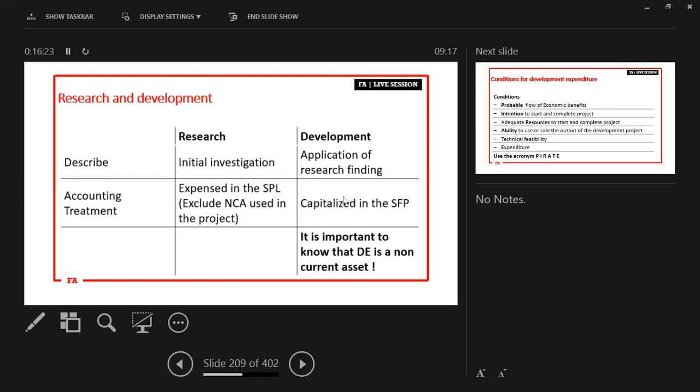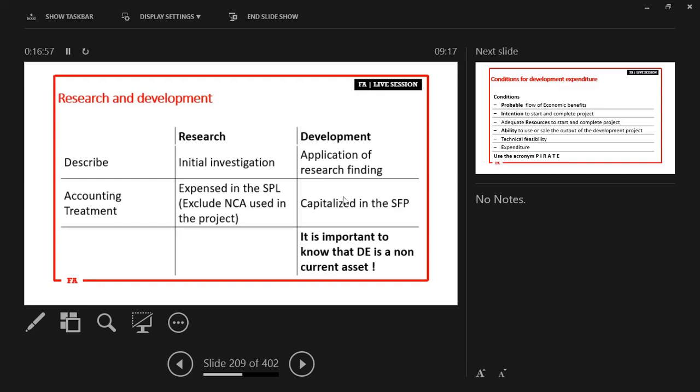Why do we bring in this discussion? To make a distinction between the two. Research expenditure should be treated as revenue what? Expenditure. Did you hear that? But development expenditure should be treated as what? Capital expenditure. It is nice. So, capital expenditure here, meaning that development expenditure, Mr. Samuel, is a non-current what? Asset. Did you hear that? It is an asset.